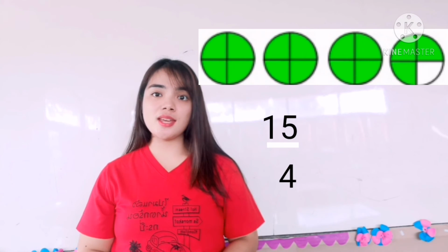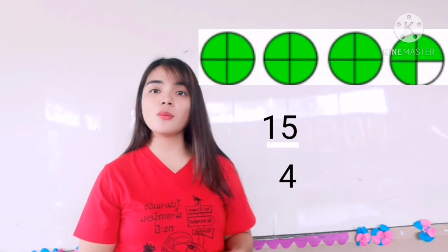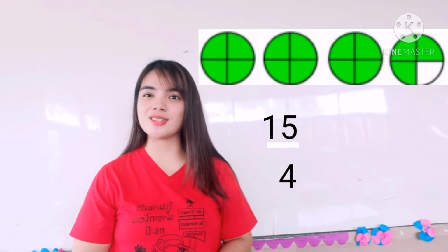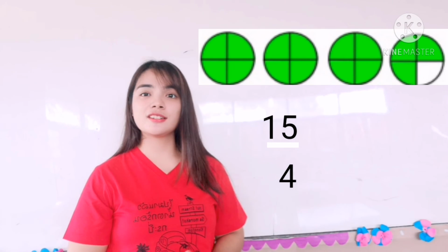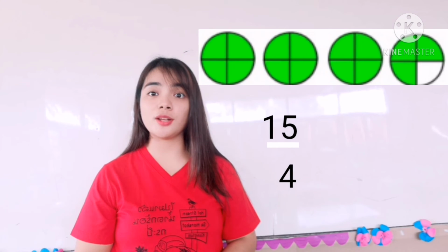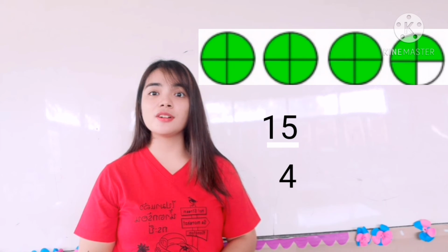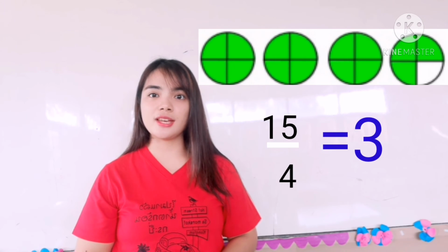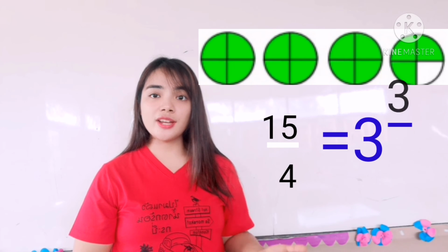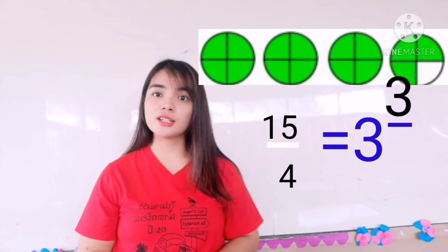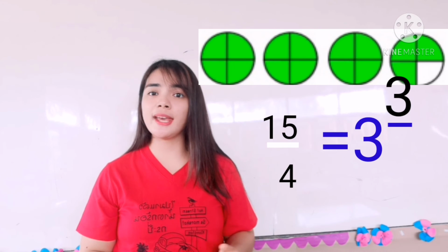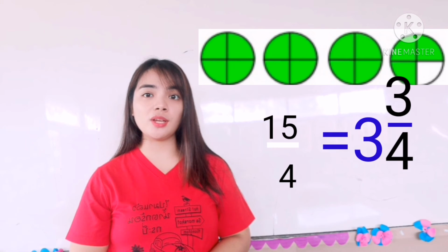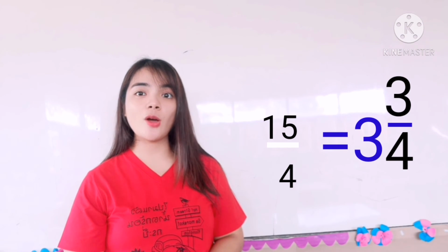Since this is still an improper fraction, how are we going to make it as mixed fraction? It's still the same process. We can just divide 15 divided by 4. So we have 3. And then get our remainder, which is 3. And then just carry our denominator, which is 4. So our answer there would be 3 and 3/4.